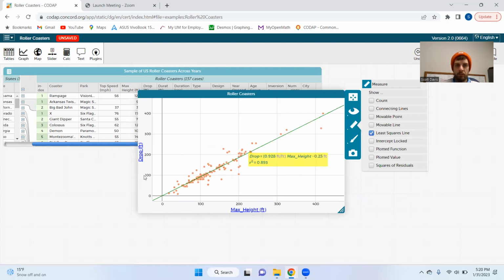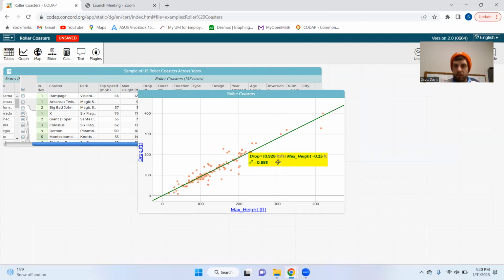It will use the name of the variable to represent that variable. So instead of giving you an equation in y equals mx plus b form, what it does is it gives you drop, which is going to represent our y, equals m, that's still our slope. Our x variable will be the max height, and then our b value, our y-intercept, looks like, in this case, negative 0.25 feet. So everything is very explicitly written out, that the drop is related to the max height by 0.928 feet per feet.